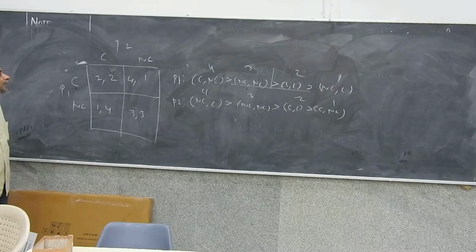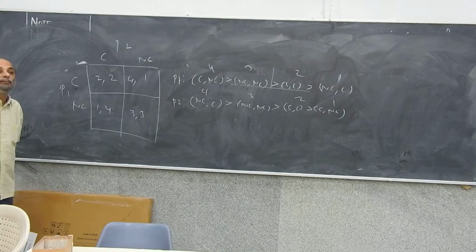If you play NC and player 2 plays C, what do you get? 1. If you play NC and if player 2 plays NC, what do you get? 3. So by playing NC, what do you get? 1 or 3. So what you get by playing C is higher than what you get by playing NC, irrespective of what player 2 chooses.